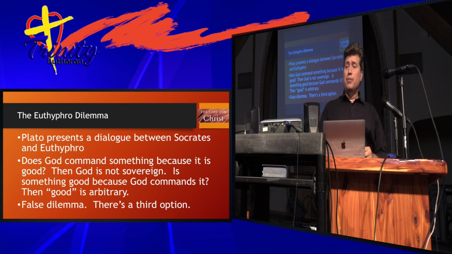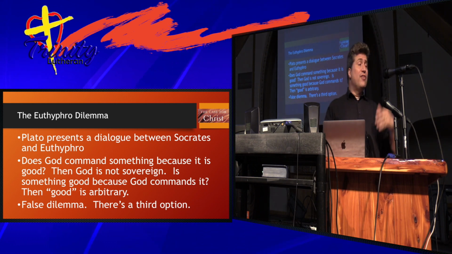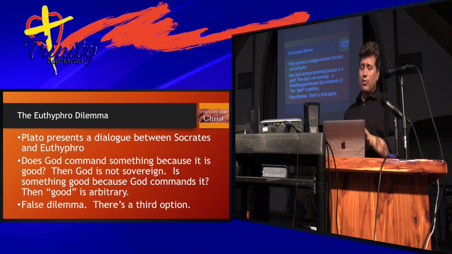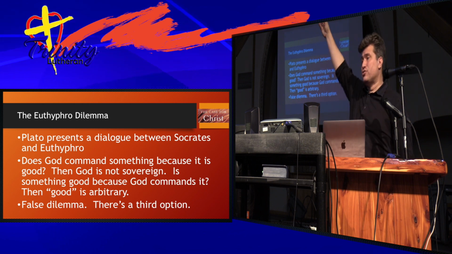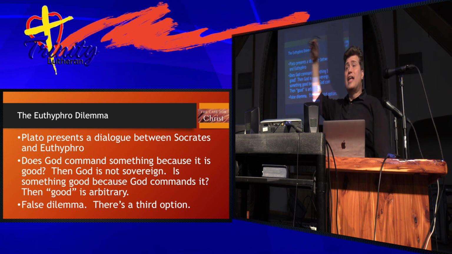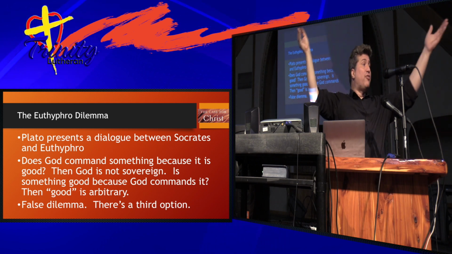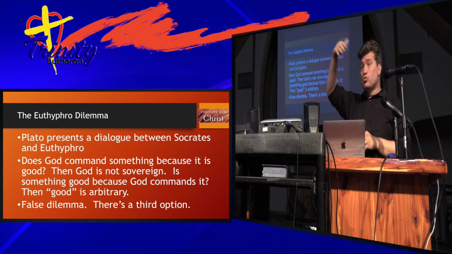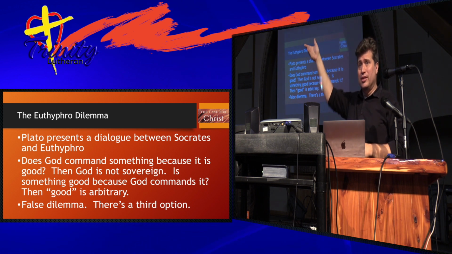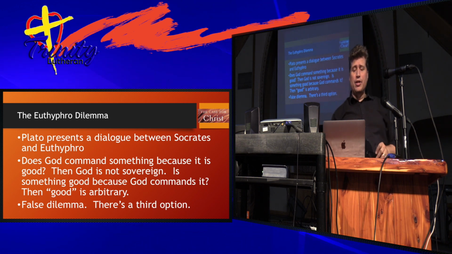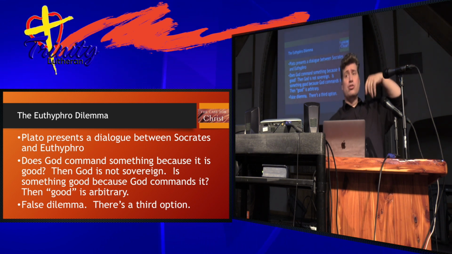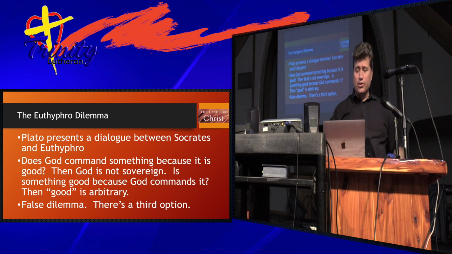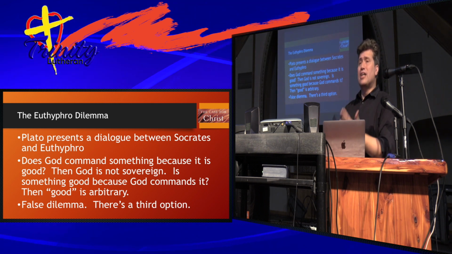Does God command something because it is good? If that's the case, then God is not sovereign. What we mean by that is if whatever is good is something that even God has to appeal to that's outside of himself, then God is not the most sovereign, powerful, be-all and end-all of the universe. There's a source of morality that even he is subject to. So that was the first horn of the dilemma that Plato suggested: if God commands something because it's good, that means there must be some source of goodness outside of God that even God is appealing to.